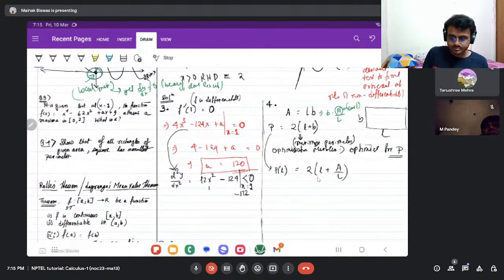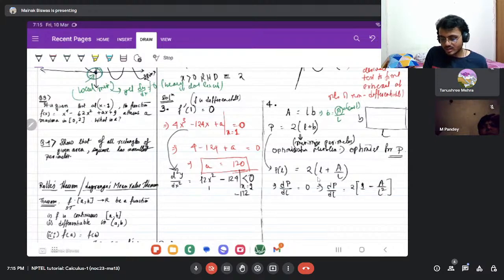So now what will I do? Put dP by dL to 0. So dP by dL is 2 into (1 minus A by L square) equal to 0, or A is equal to L square, which means L is equal to breadth.